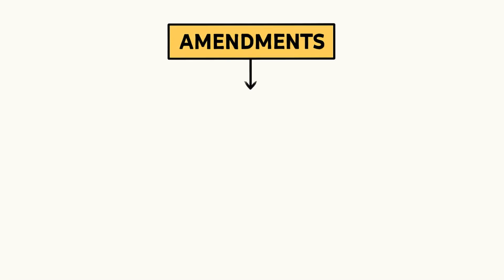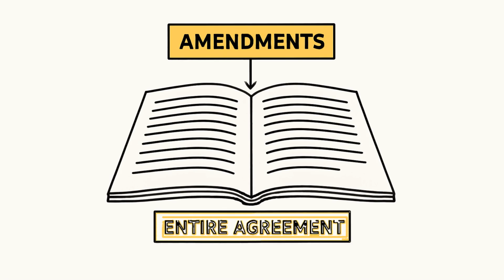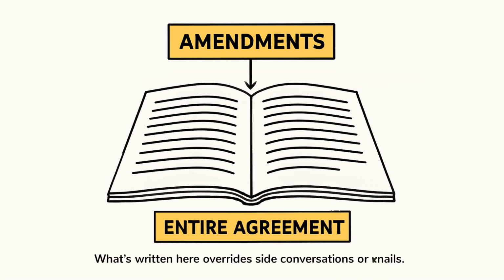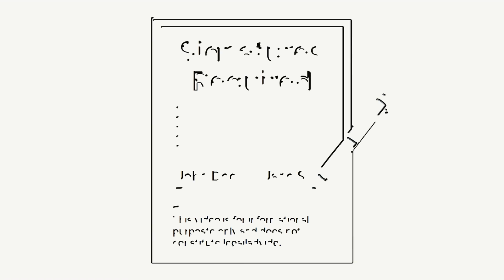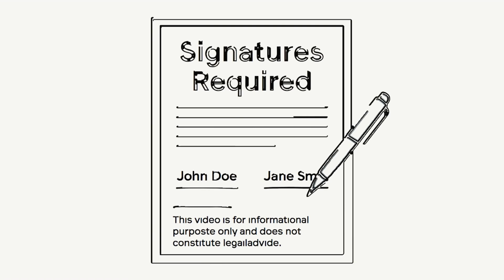Near the end, look for sections about amendments and the entire agreement. Amendments explain how changes must be made. Entire agreement means what's written here overrides side conversations or emails. And of course, signatures. A contract usually isn't effective until all required parties have signed.